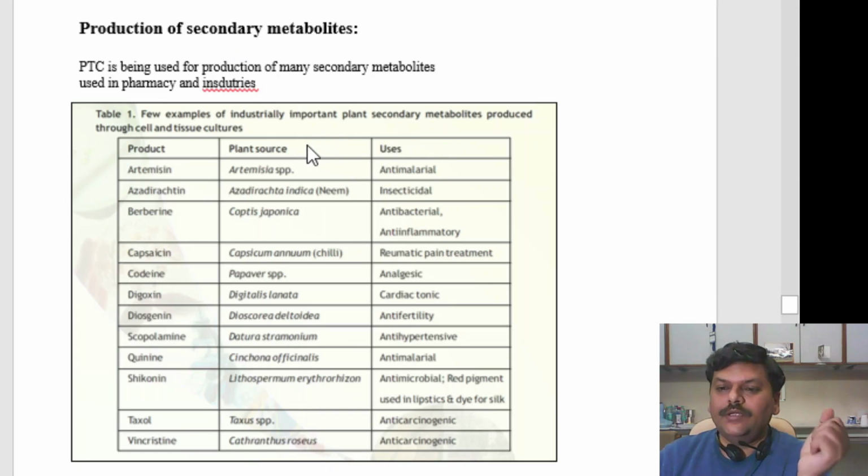In this way, secondary metabolites and medicinal secondary metabolites related to pharmacological, medicinal, or industrial purposes are produced by plant tissue culture. These days, efforts are also going on to produce certain vaccines in plant cells, so that if we eat those plant fruits, we basically ingest the vaccine at the same time.